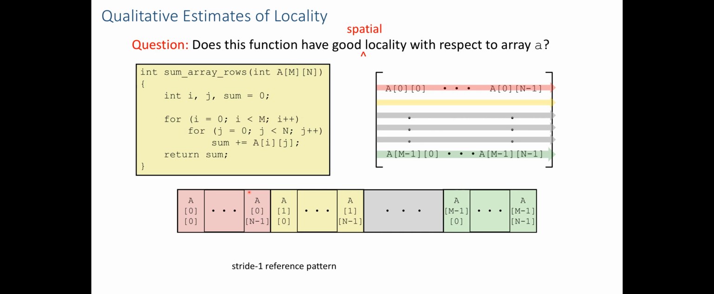And so, of course, you can get a sense now that a stride 1 reference pattern gives us good spatial locality of reference. This is the thing that you want to be able to do when you look at code: to have a qualitative sense of that. Later on, we're actually going to quantify it as well. But to start with, we want to at least have a qualitative sense of this.